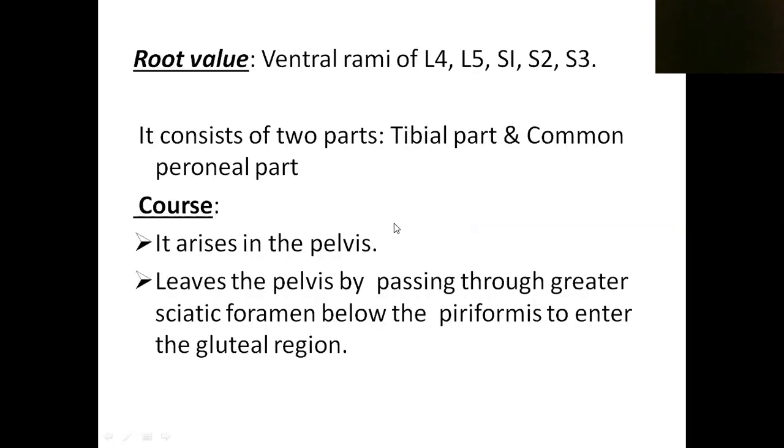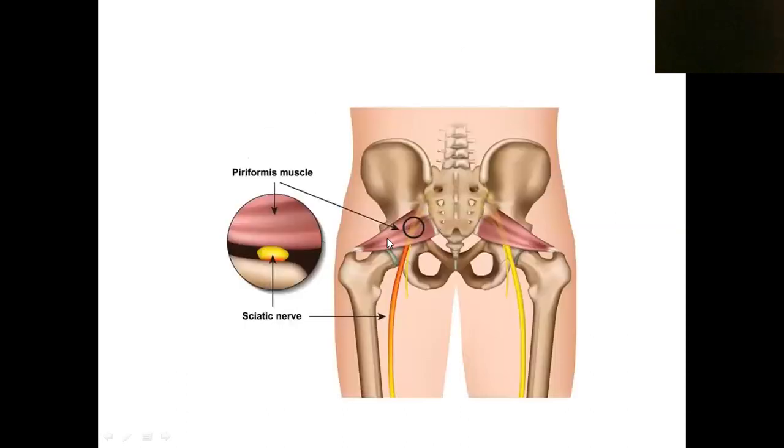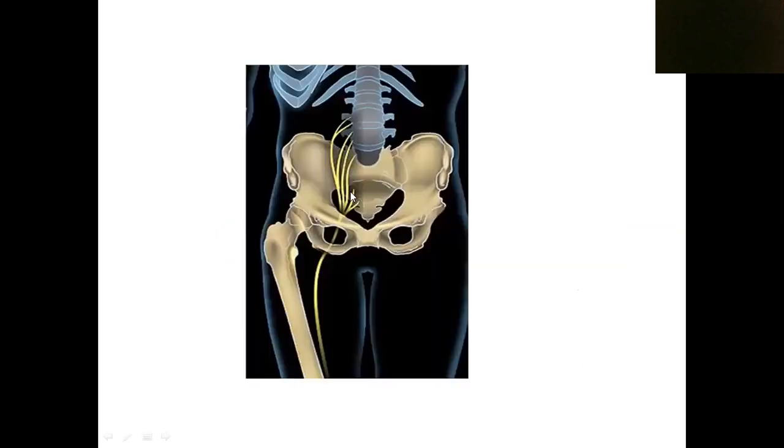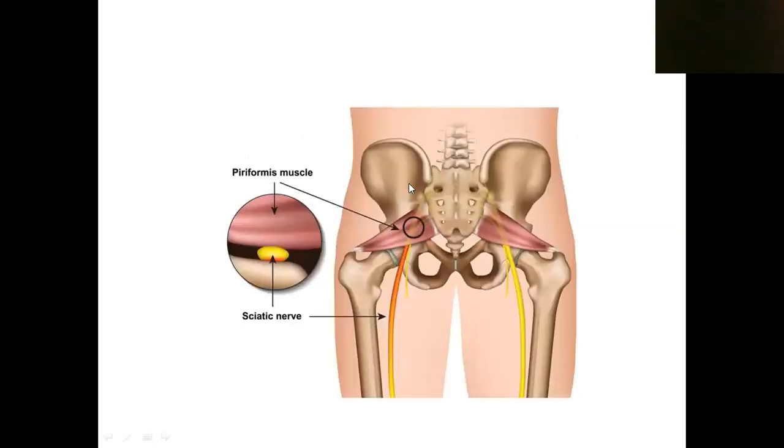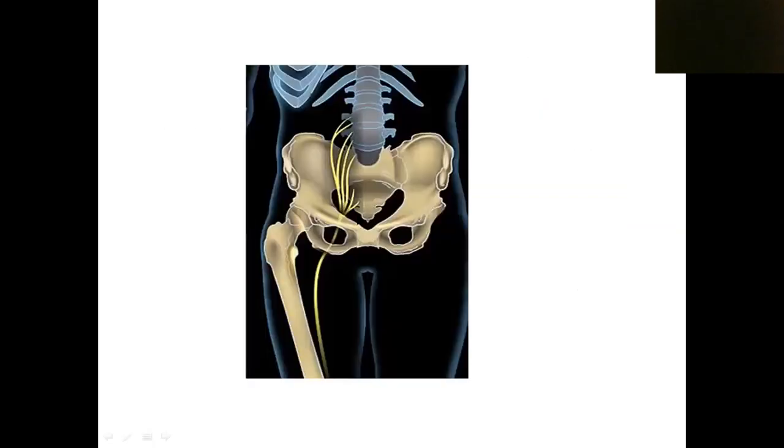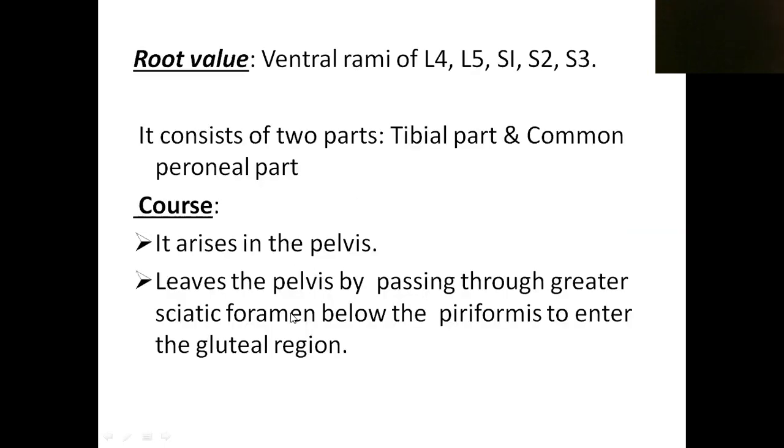Now another point is below the piriformis muscle. What is that? See, this is the piriformis muscle, and here it is seen below that. So it goes below the piriformis and reaches the gluteal region. Now this is the gluteal region. So from the pelvis it enters into the gluteal region through the greater sciatic notch. Gluteal region means the backside. So these two points are clear.